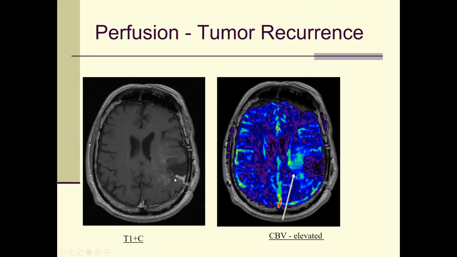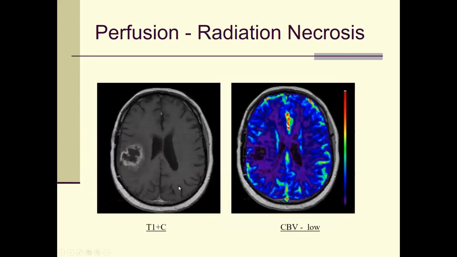So then you have a resection cavity and some hazy enhancement in this patient. And if you do a perfusion map, those areas are very yellowish compared to the other part of the brain. That means increased cerebral blood volume. Therefore, this component has some recurrent tumor, which may not be easy to identify because it's not an obvious enhancement.